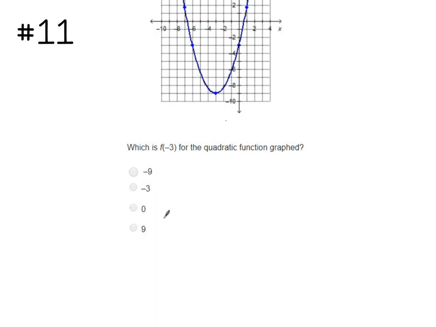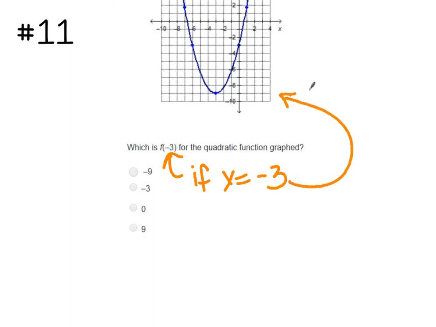Okay, on number 11, same idea, except now we're just looking at the graph. Remember this notation right here is telling me if x is equal to negative 3, based on this graph, what is the y value? Remember your x values are here, so negative 3 is going to be right there. What y value will that match up with on the graph to create that point?